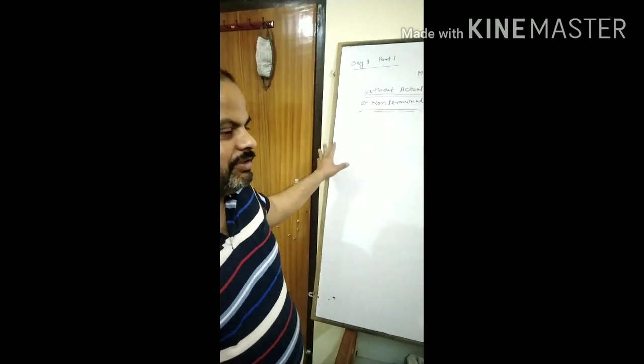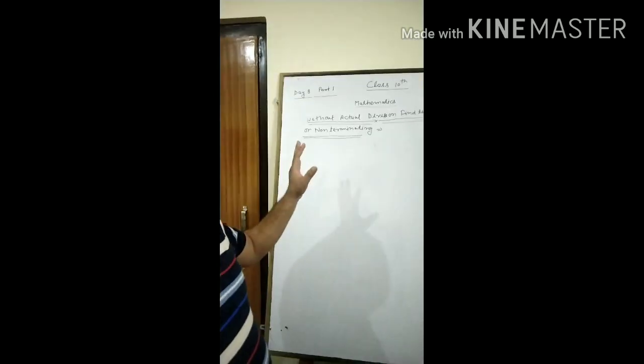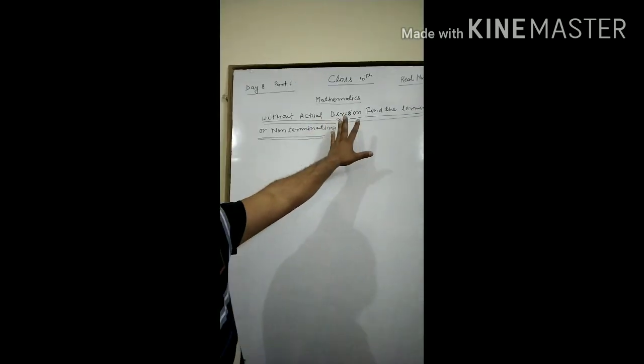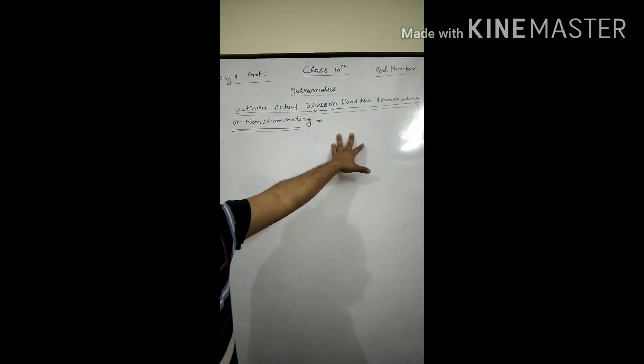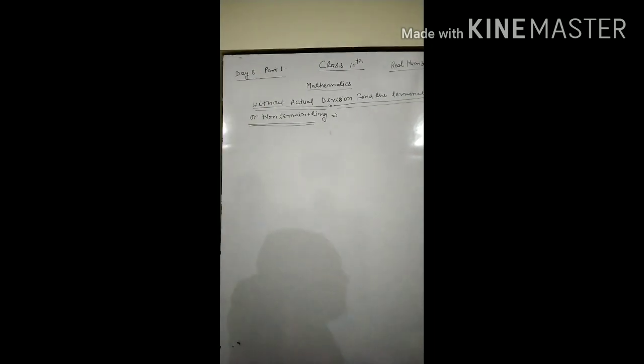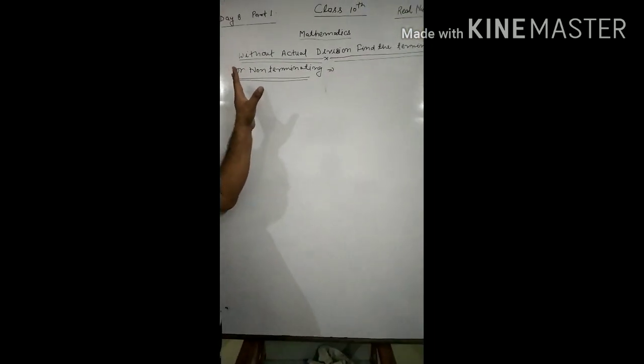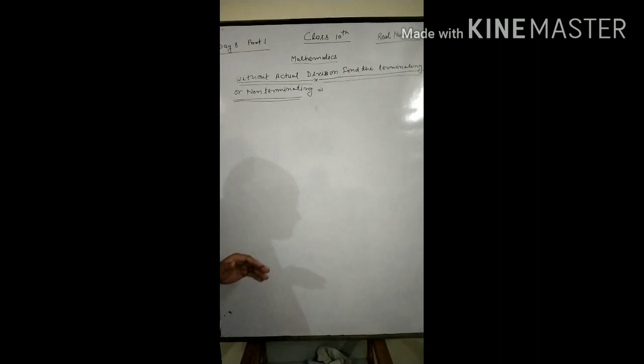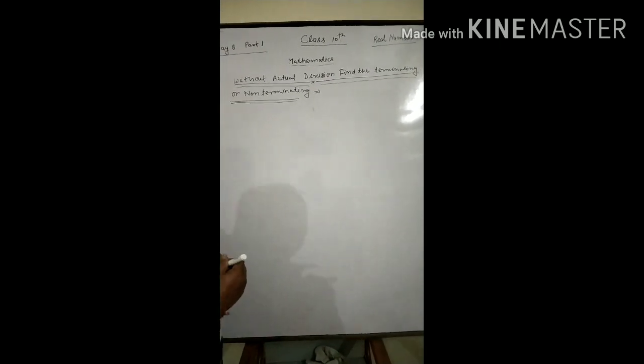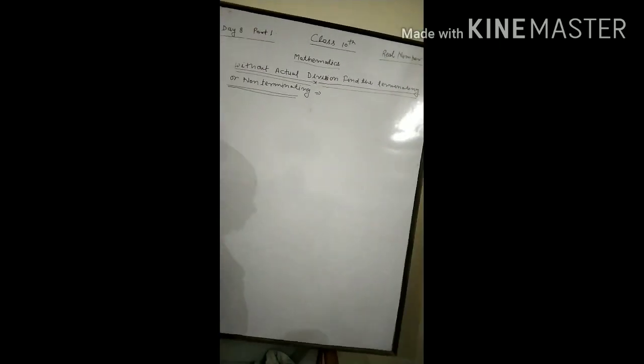Today we discuss a new topic. What is our new topic? Without actual division, find whether a decimal is terminating or non-terminating. You already discussed this topic in the 9th class. Clear? Then first of all, we know what the meaning of terminating is. First of all, what is the meaning of terminating?